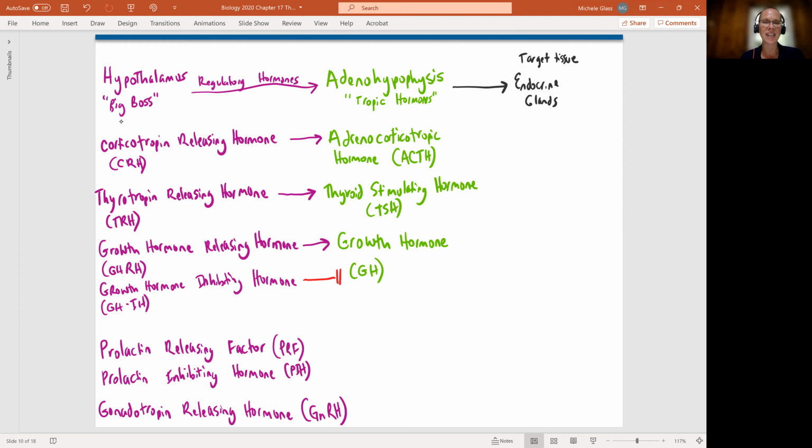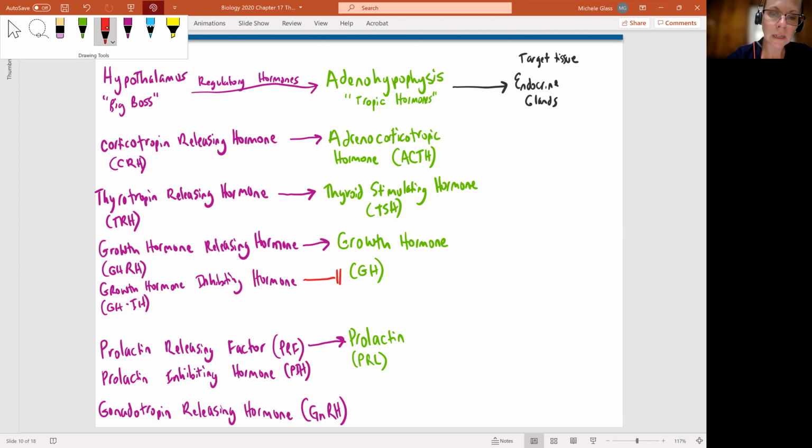which is abbreviated GH. We see a similar thing happening down here with the prolactin releasing factor. The prolactin releasing factor, or PRF, is going to talk to the adenohypophysis, and it's going to trigger the production of our prolactin, which is PRL for abbreviation. And then the hypothalamus also makes the prolactin inhibiting hormone, which we can abbreviate as PIH, and that one is going to stop the adenohypophysis from making prolactin.